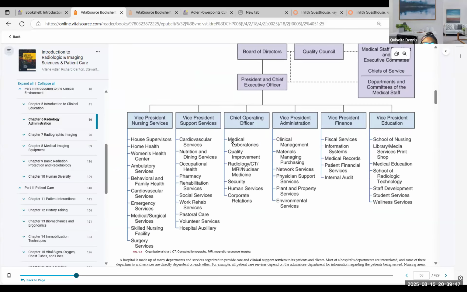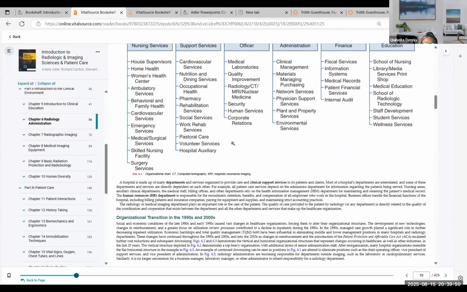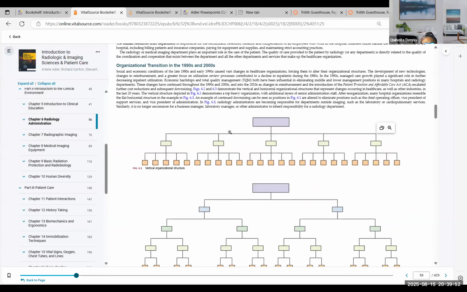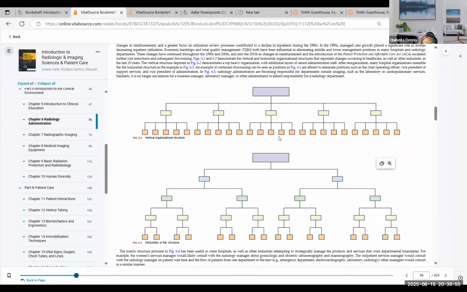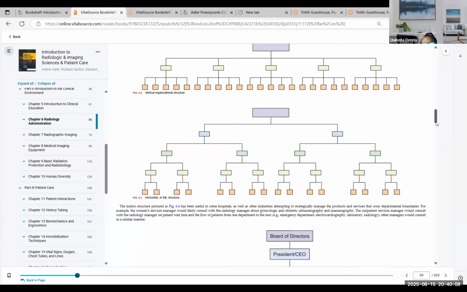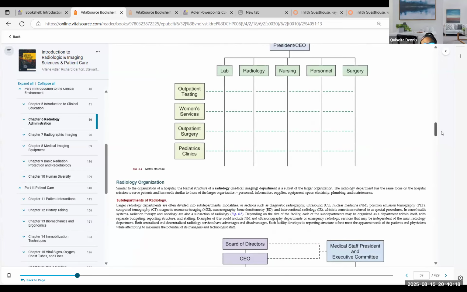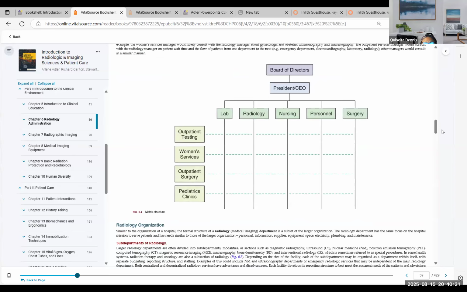All right, so we did look at an org chart up here, but this is what we're kind of moving to: your vertical org chart versus a horizontal, more flat structure. These are the examples that it's giving you for the horizontal structure that we talked about. And this is the matrix that it talked about right here.